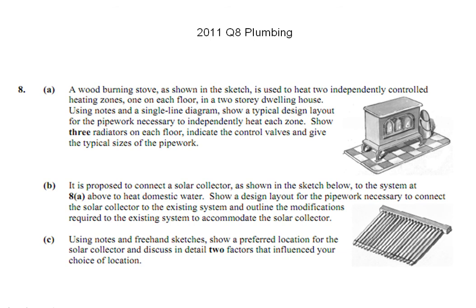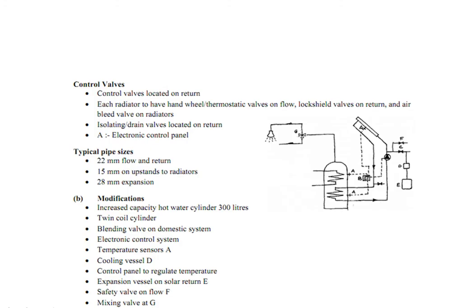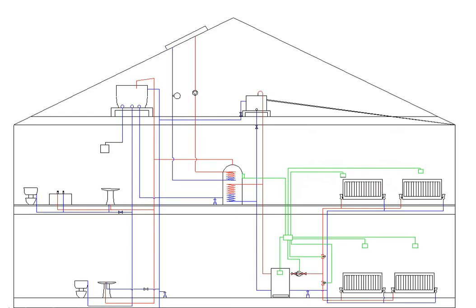Typical question. Wood burning stove as shown in the sketch is used to heat two independently controlled heating zones, one on each floor. So exactly as we did. Show 3 radiators, so I had 2, you have to show 3. It is proposed to collect a solar collector as shown in the sketch, so the exact same as we did before. Using notes free on sketch to show preferred location for the solar collector and discuss in detail 2 factors that influence your choice. So we need the south facing facade, you need it at 45 degrees. That's the way that would look there. You must put in the controls, and that's it. Control valves, your typical pipe size and your modifications there. That's it.